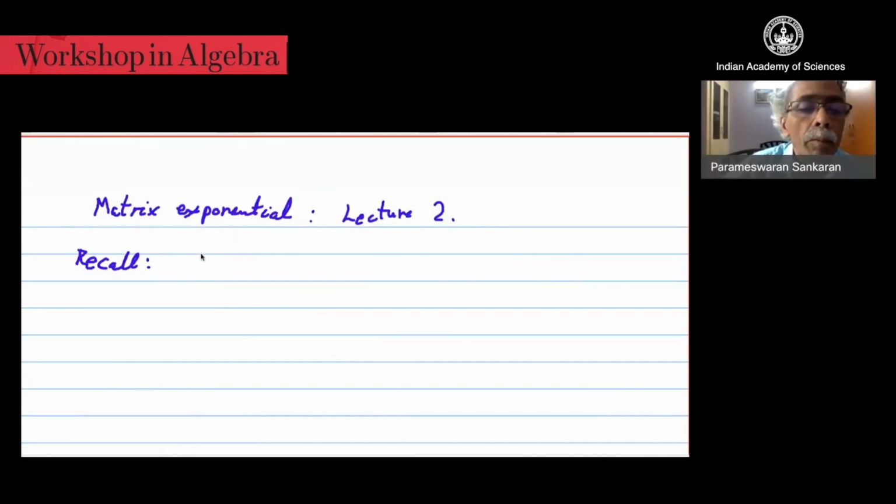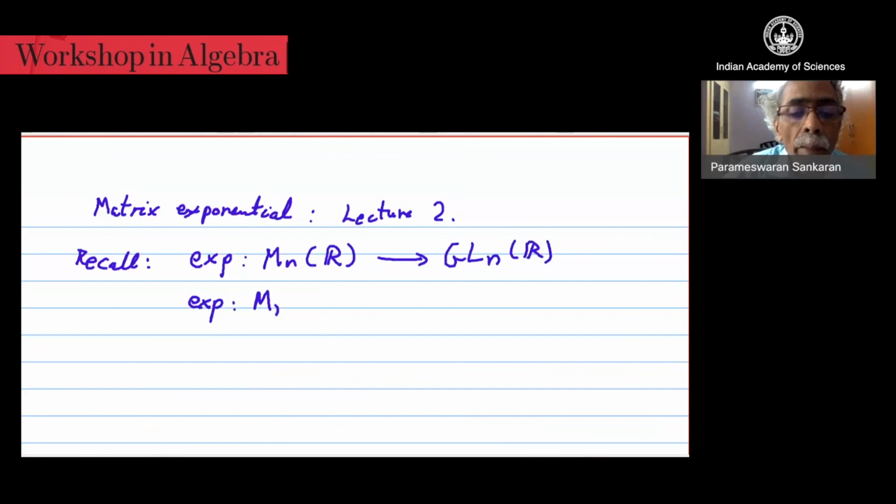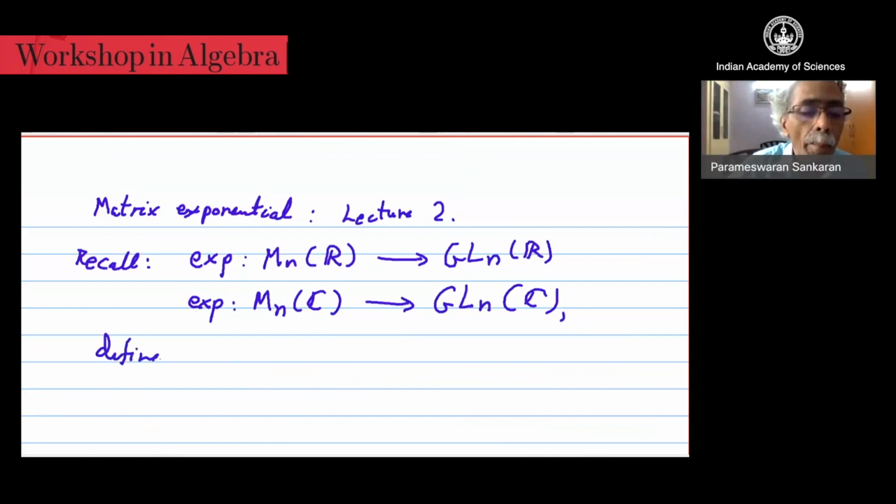We have this map, call this exponential, sometimes e power something, from n by n matrices over real numbers to GL n R, and the same thing from n cross n matrices with complex number entries to GL n C, defined as x goes to the summation of x power k by k factorial, k going from 0 to infinity, and this is what we call the exponential of x. Sometimes we write it as e power x also.